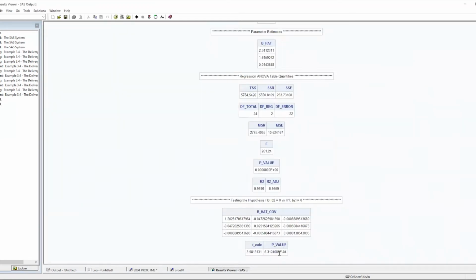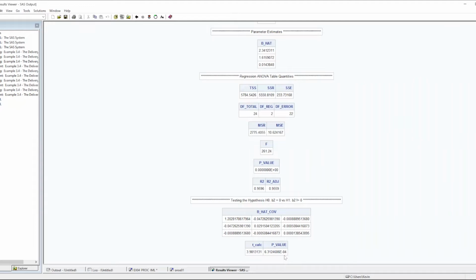Okay, there we go. We see here that the value of t-calc is equal to 3.98131, right? And the p-value for this test is 6.312 times 10 to the negative fourth power. If we rounded to 4 decimal places, it would be 0.0006, or to 3 decimal places, 0.001.